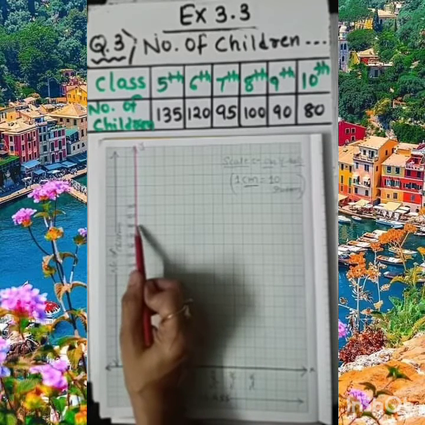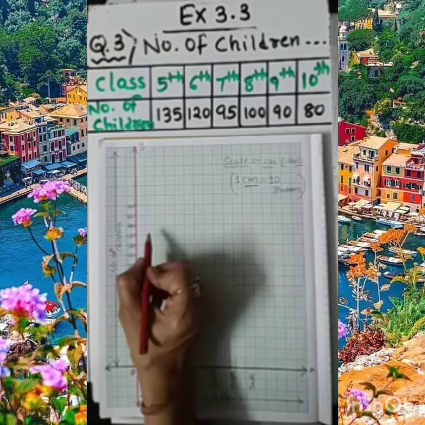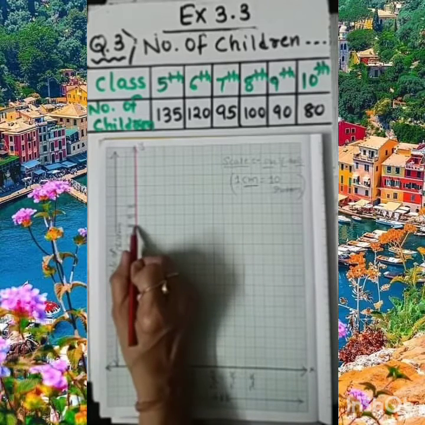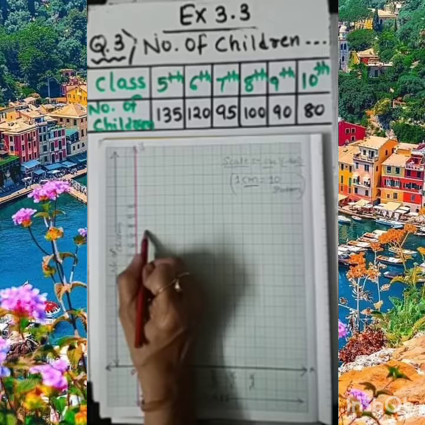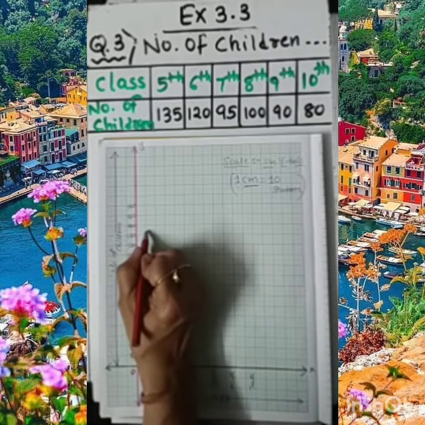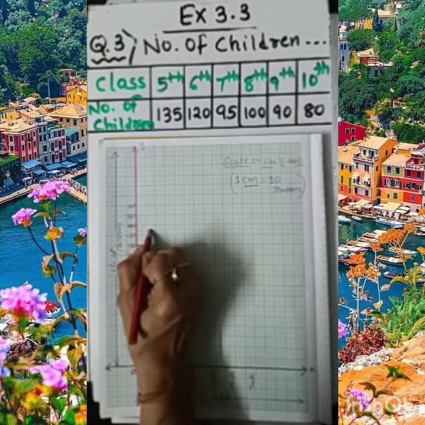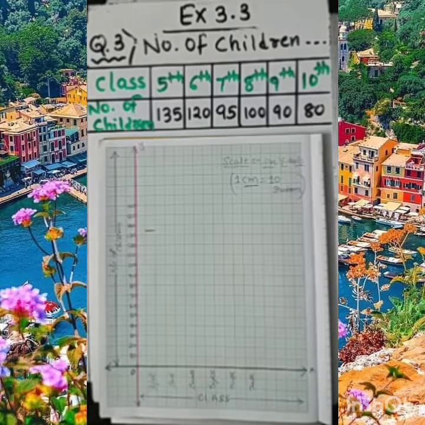135 lies between 130 and 140. Between these two numbers, you will find a darker line over here. So this darker line, I am making it darker here, and this line indicates 135. The darker line here indicates 135.